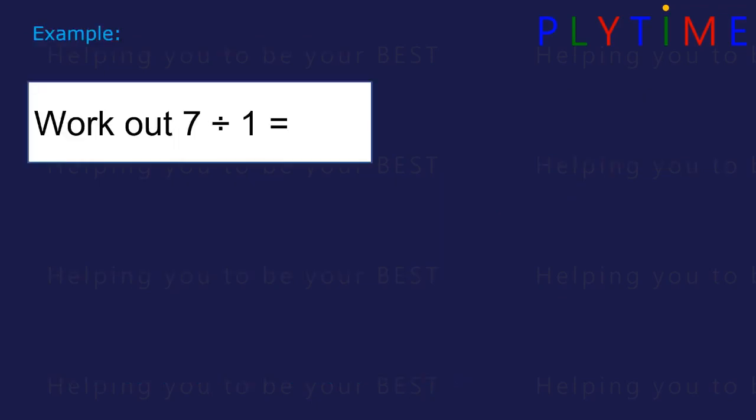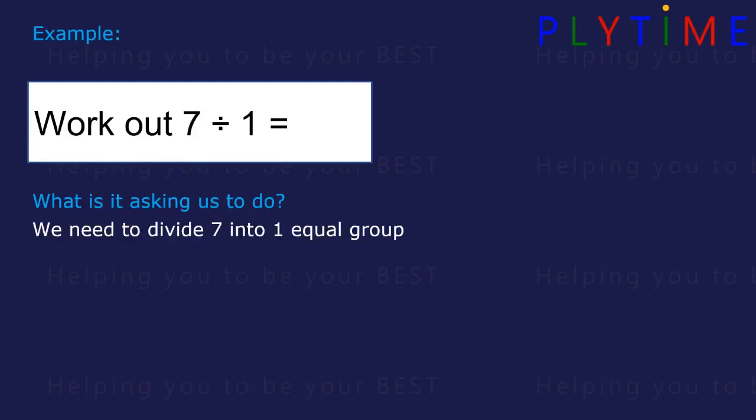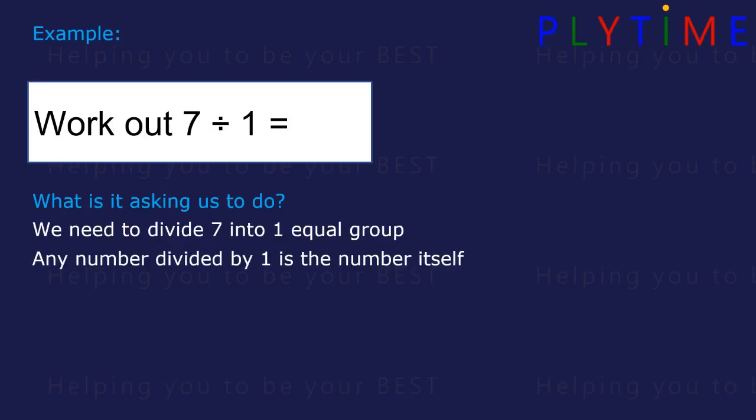Let's check with an example. 7 divided by 1. What's it asking us to do? Divide 7 into one equal group. Any number divided by 1 is the number itself. So 7 divided by 1 is 7. And we can check by multiplying. 7 times 1 is 7. That's correct.